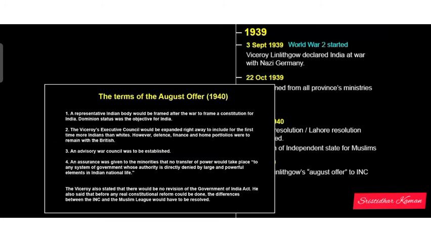For the first time, the right of Indians to frame their own constitution was acknowledged. But the Indian National Congress rejected this offer and demanded complete freedom from colonial rule. Even the Muslim League rejected the August Offer. They were interested in the partition of the country.